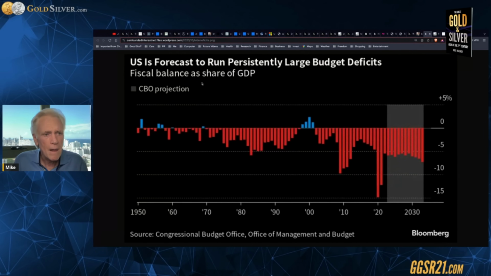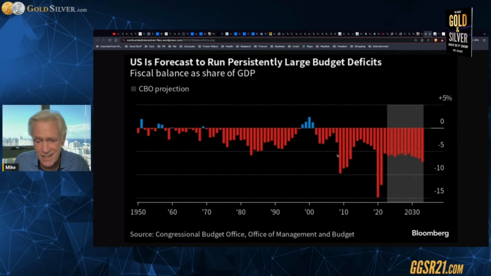This is U.S. is forecast to run persistently large budget deficits. And so this is the fiscal balance as a share of GDP, which is a great way to measure this. How much are we spending over our GDP? So this is the budget deficit as compared to the GDP. And if you're spending more than your GDP, there's no chance of ever catching up. Now, the source is the Congressional Budget Office and the Office of Management and Budget.